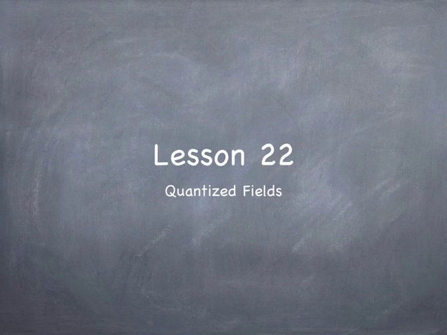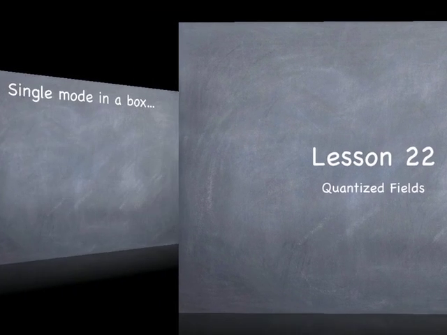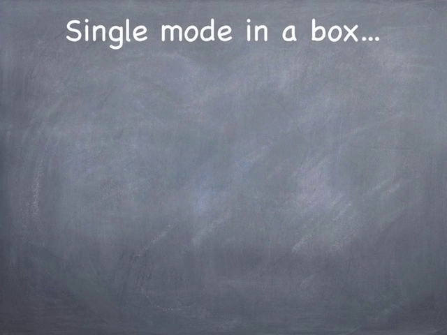Okay, welcome to Lesson 22. We're going to talk about quantized electric and magnetic fields today and spontaneous transitions. So, let's start by discussing what happens if I have a box with only one mode of radiation.